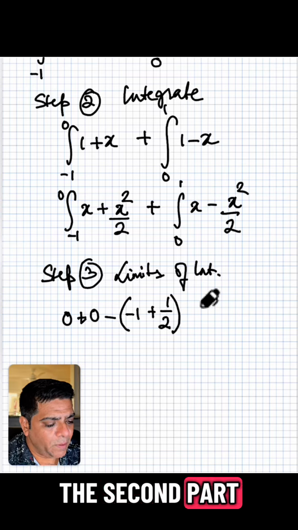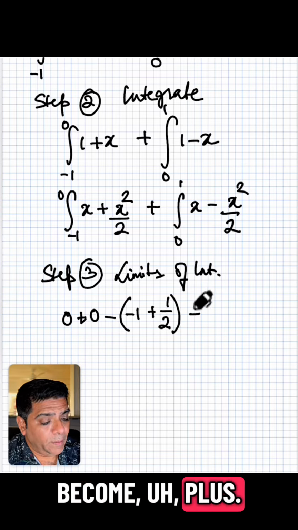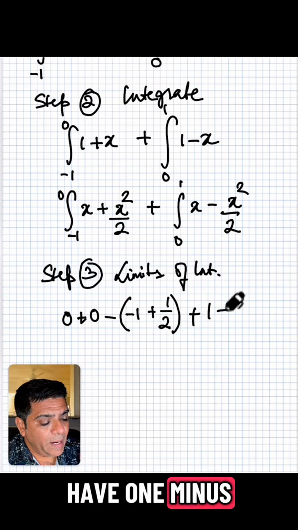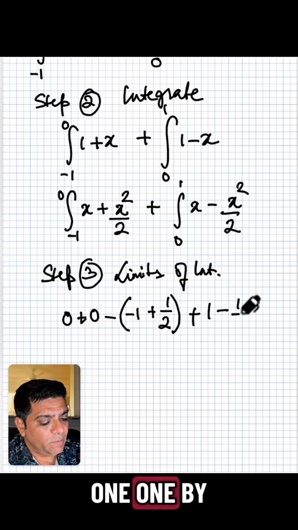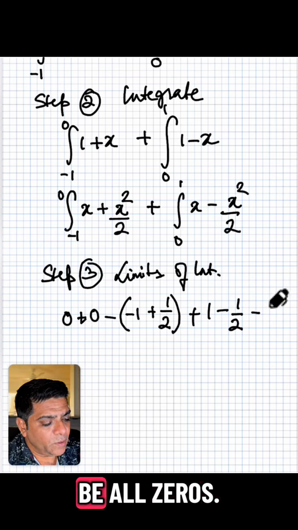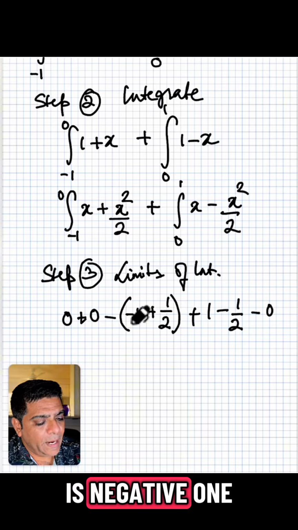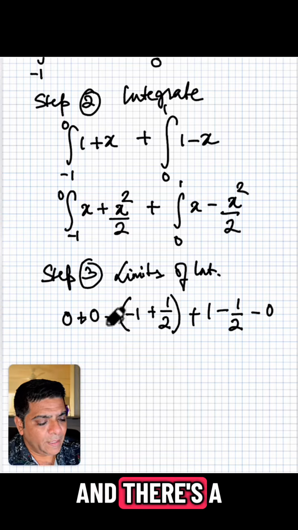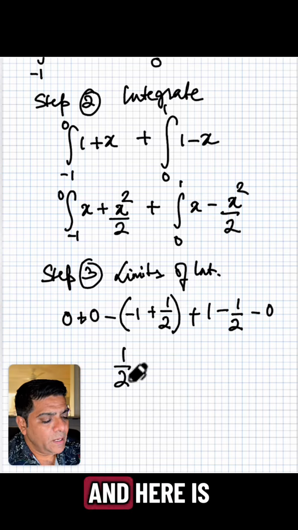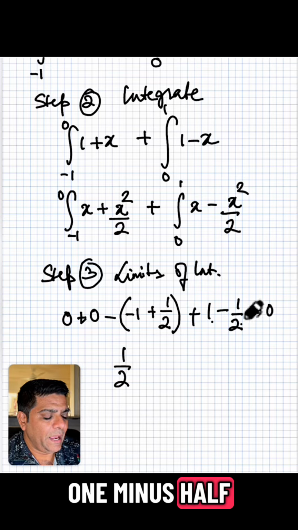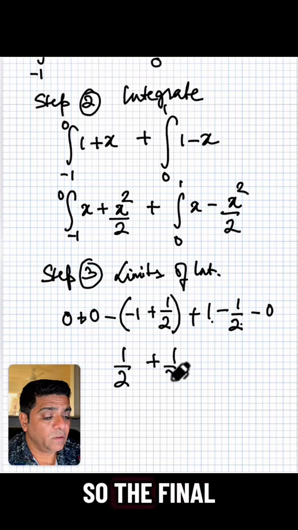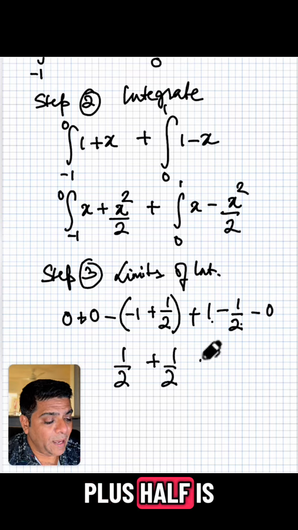Okay, and then the second part is going to become plus, so now we have 1 minus 1 squared is 1 by 2, minus, it's going to be all zeros. So now what we have is -1 plus half is going to be -half, and there's a negative, so it's going to be +half. And here is 1 minus half is going to be +half as well. So the final answer that we're getting is half plus half is going to be 1.